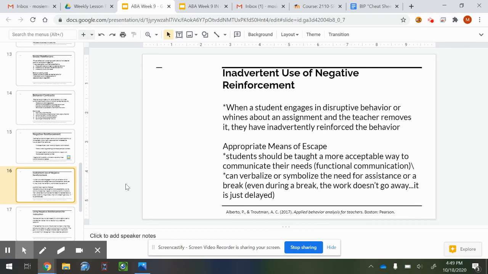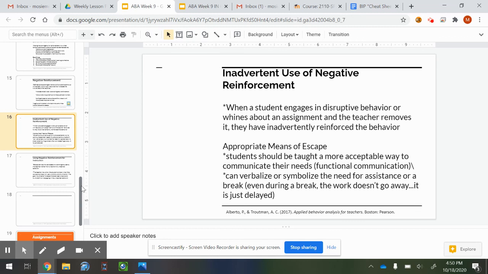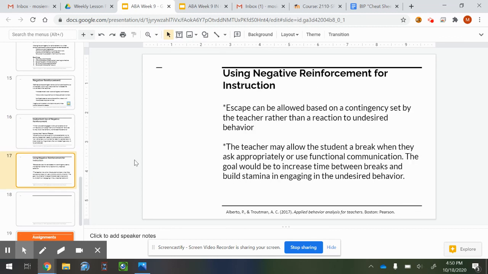If the student is A, not able to communicate that properly, or B, when they get frustrated, conversation and verbalizing words is kind of a shutdown for them, we can use a card instead for functional communication. So just remember, when we're teaching students to appropriately escape from a frustration, that doesn't mean that the work goes away. It just means that it's delayed. It means in that period of time, we're allowing you to leave it for a minute. Using negative reinforcement for instruction.